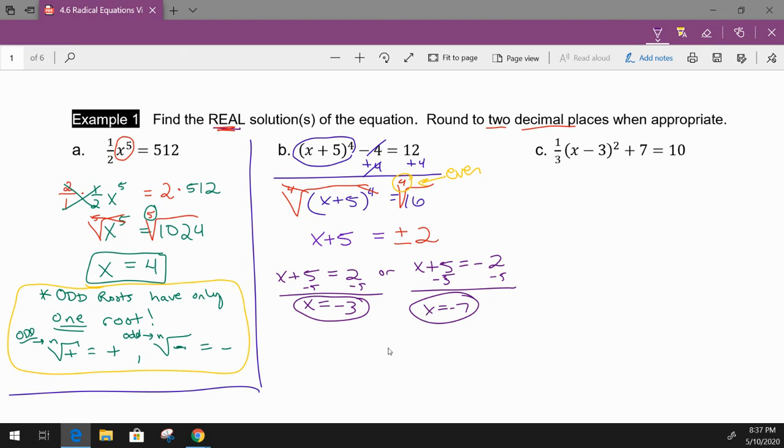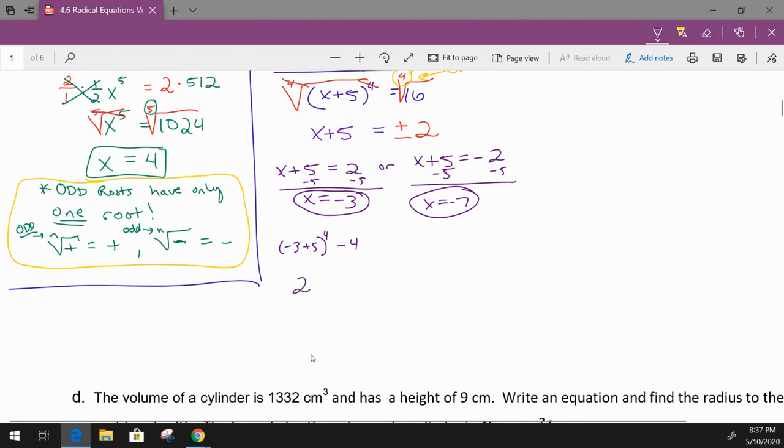If you were to check them back into the original equation, if we were to take negative 3 plus 5 to the fourth power minus 4, would it equal 12? Well, negative 3 plus 5 is 2. If I take that to the fourth power, I get 16 minus 4, which does equal 12. So this is just kind of our check work.